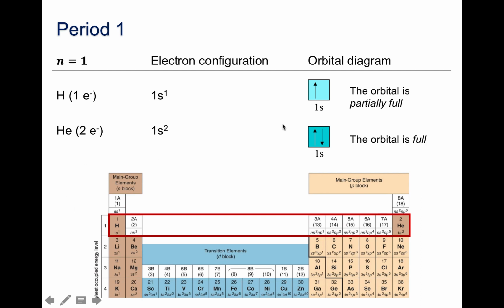If you were to draw the orbital diagram, you would draw a single box representing that 1s orbital and put an up arrow in it to represent that 1 electron.